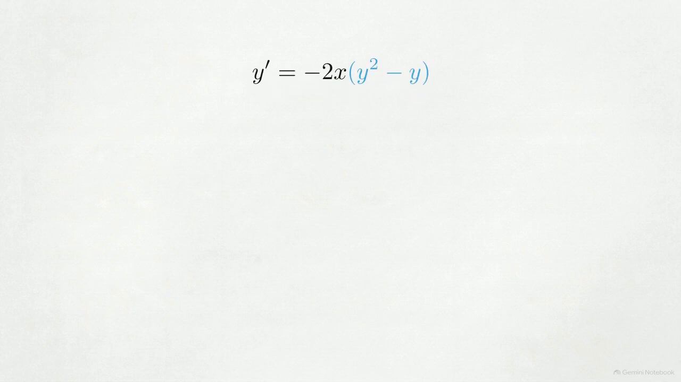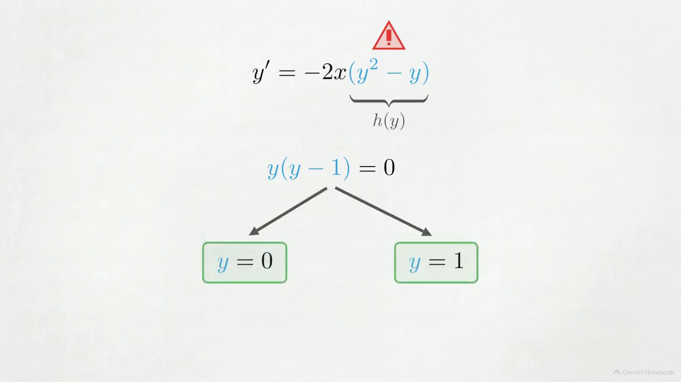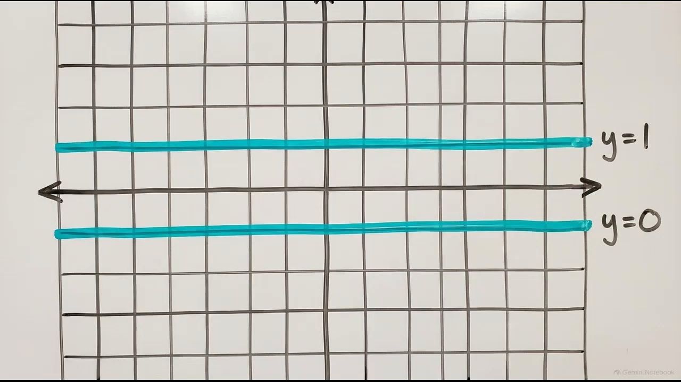Consider the equation y prime equals negative 2x times the quantity y squared minus y. Before attempting to move the y terms, we must check if the h of y block has any roots where it equals 0. By setting y squared minus y equal to 0 and factoring, we see that y times the quantity y minus 1 equals 0. This identifies two constant solutions, y equals 0 and y equals 1. These constant solutions are valid horizontal lines that satisfy the differential equation.